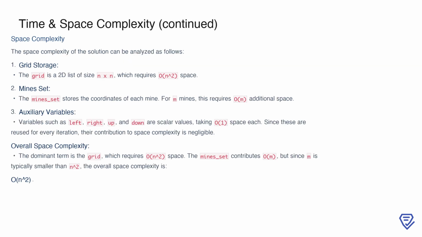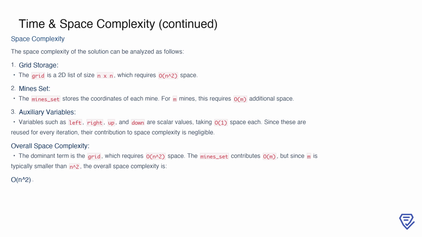Now let's examine the space complexity. The largest contributor is the grid itself, which is a 2D list of size n by n, requiring n squared space. Additionally, the mines are stored in a set, which uses m space for m mines. Apart from these, we use a few auxiliary variables like left, right, up, and down to keep track of arm lengths in the 4 directions.